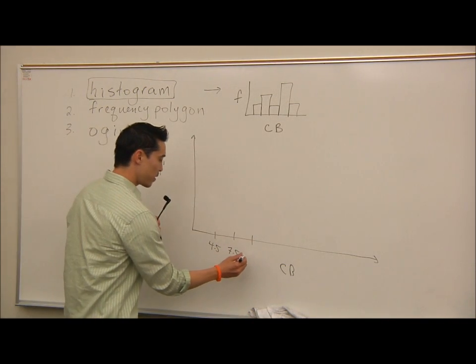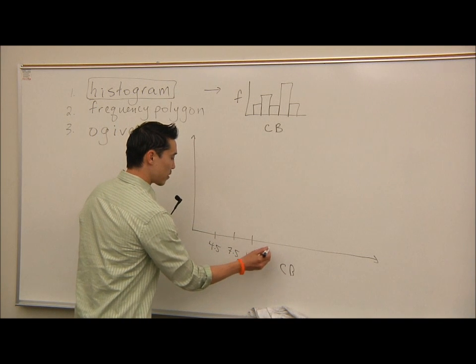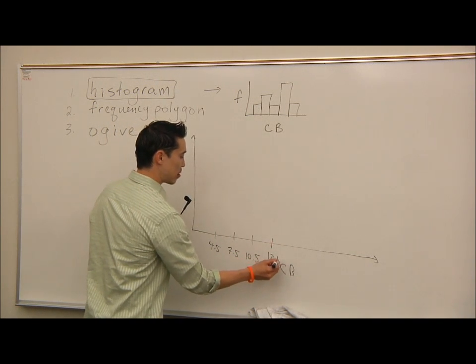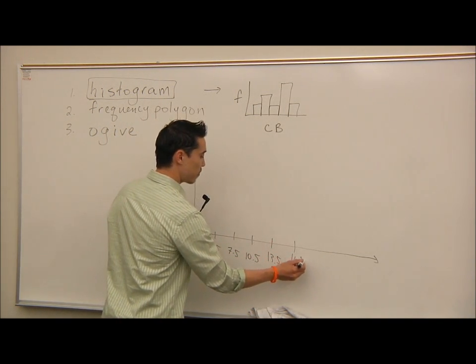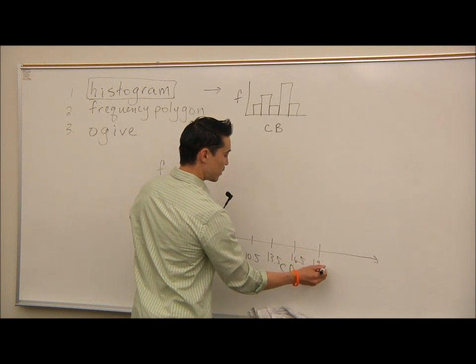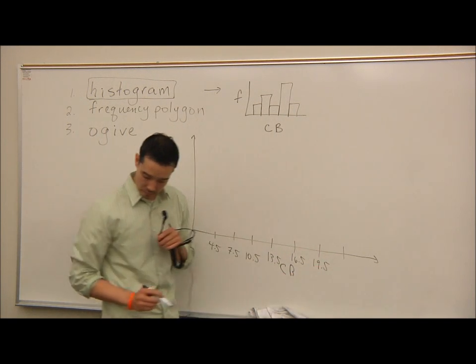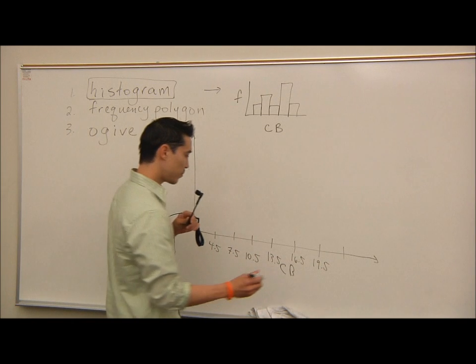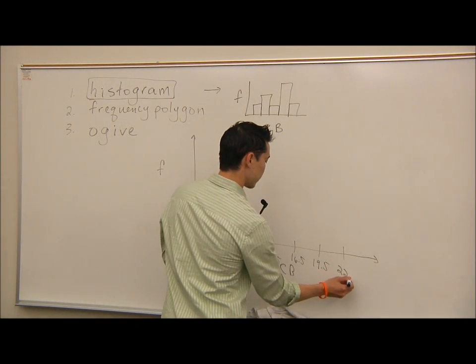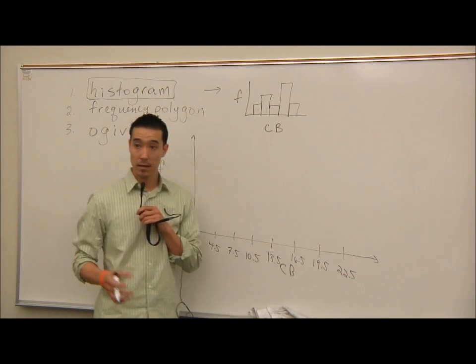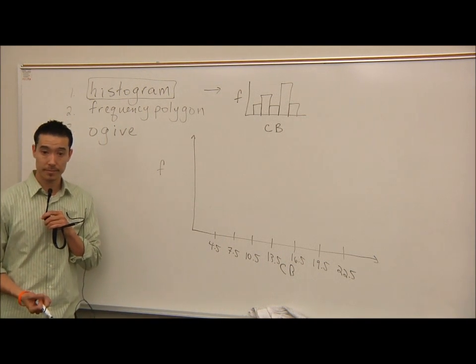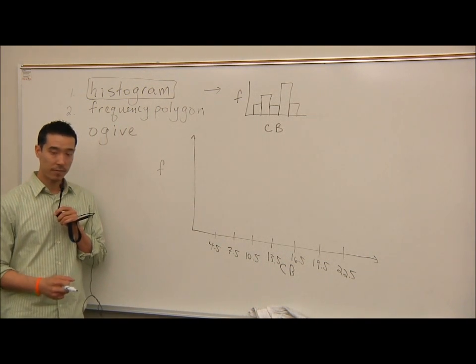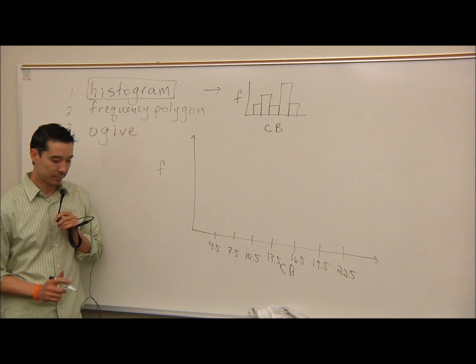So it goes 10.5, 13.5, 16.5, 19.5, and the last one is 22.5, right? Does everybody see that on their frequency distribution table? It starts at 4.5 and moves up to 22.5.